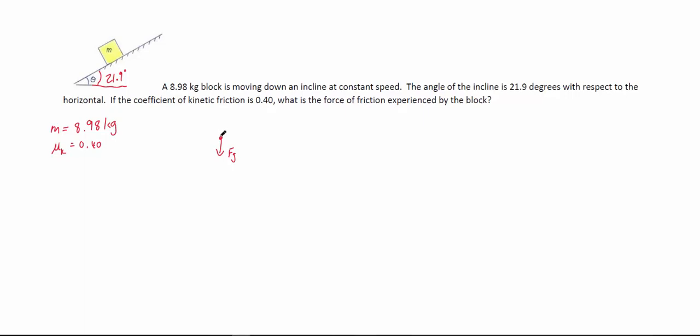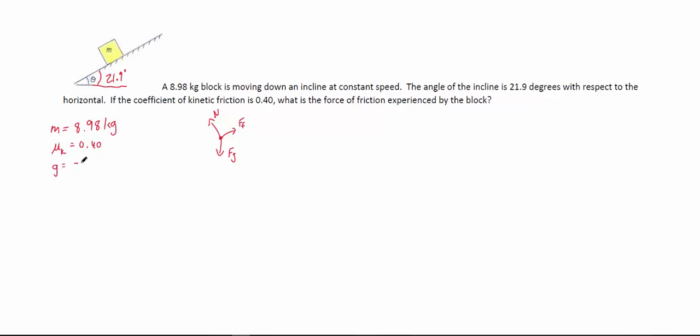The normal force always acts perpendicular to the surface. So the surface is on an angle, and our normal force is going to be perpendicular to that. So that's our normal force. Our force of friction always slows down the motion, and it says that the block is moving down the incline, so the force of friction has to act back up the incline. And it didn't say anything about an applied force, so that's what our free body diagram is going to look like.